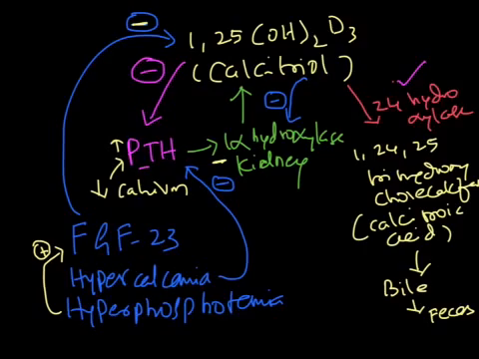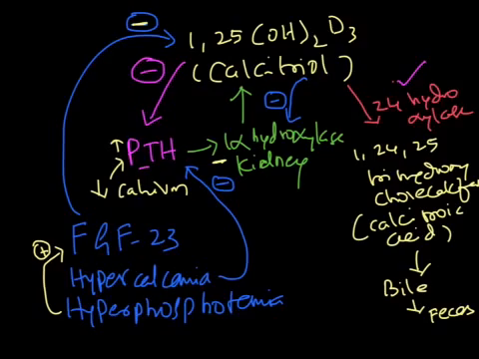Let me quickly revise all this. So 1,25 dihydroxycholecalciferol levels will be maintained or regulated by a variety of factors. One is the parathyroid hormone. Parathyroid hormone levels will be increased whenever there is a decrease in the calcium level, and parathyroid hormone is going to induce 1-alpha hydroxylase in the kidney. Thereby 1-alpha hydroxylase makes 1,25 dihydroxycholecalciferol.